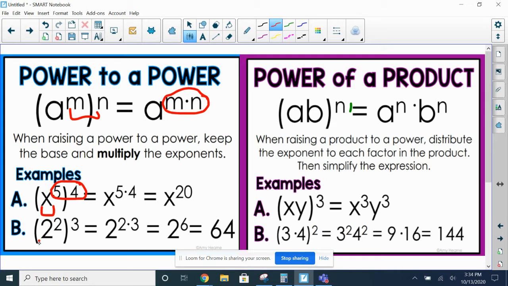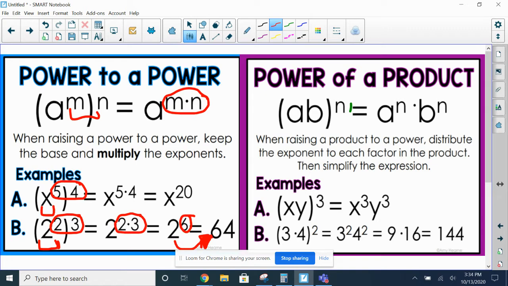So same thing down here. I have a base of 2 to the power of 2, and we're going to raise that power of 2 to a power of 3. So we're going to be left with 2 to the power of 2 raised to the power of 3. So we're going to multiply. Gives us 2 to the power of 6. And then our last step, we would multiply 2 by itself 6 times to give us 64.